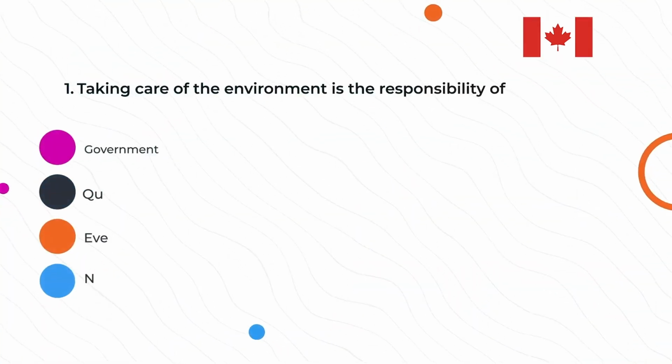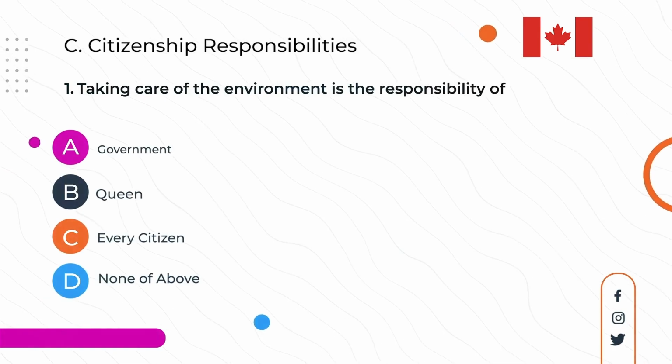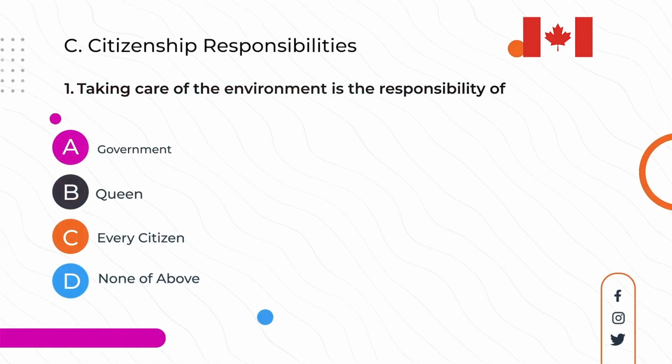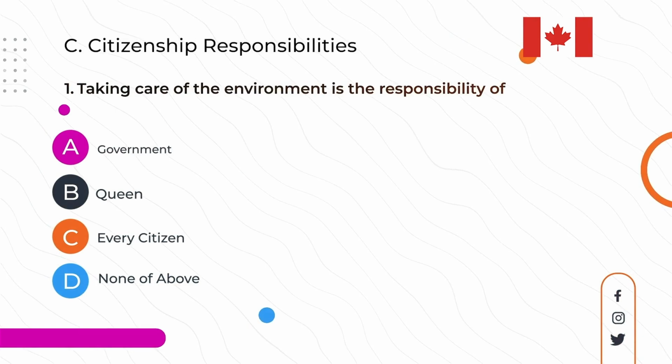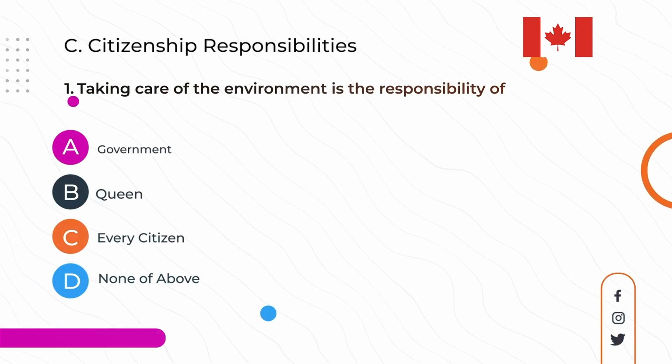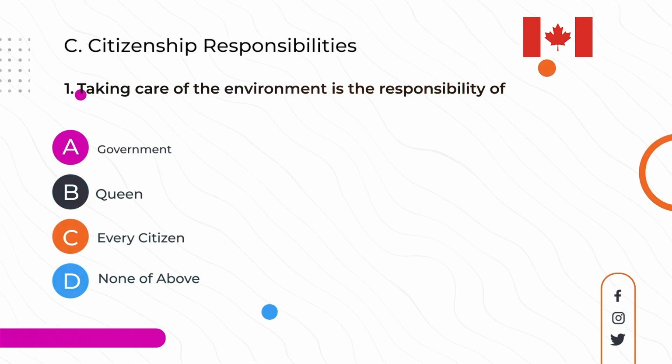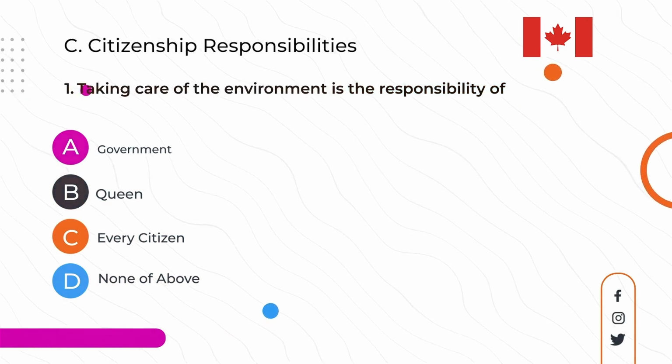C. Citizenship responsibilities. Number 1. Taking care of the environment is the responsibility of A. Government. B. The Queen. C. Every citizen. D. None of the above.